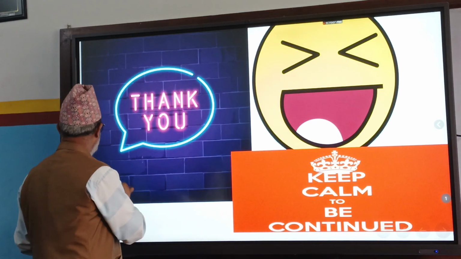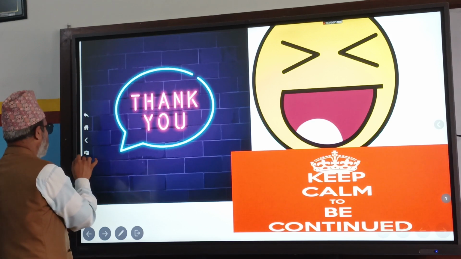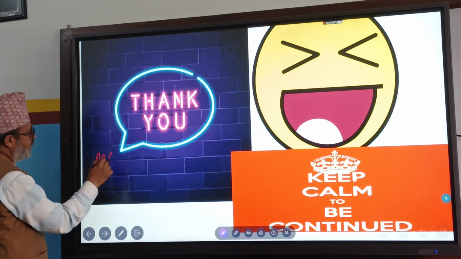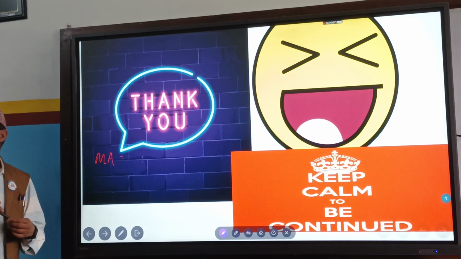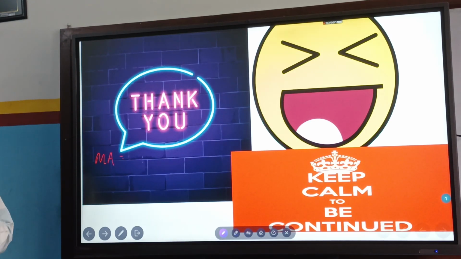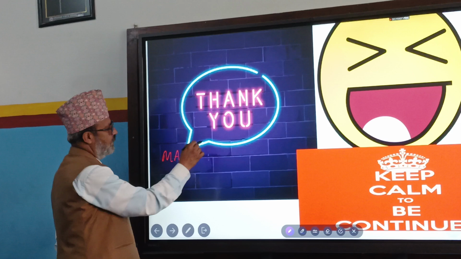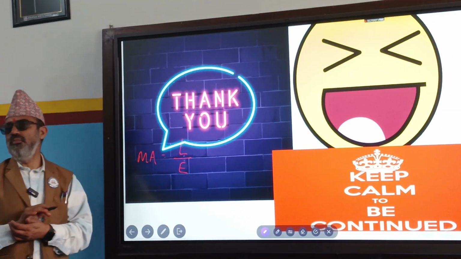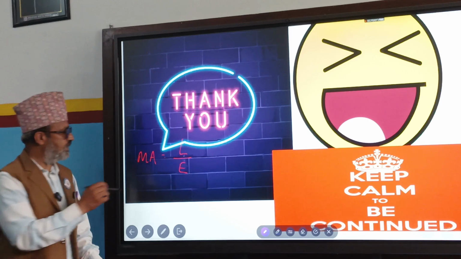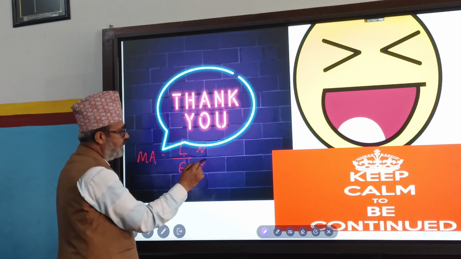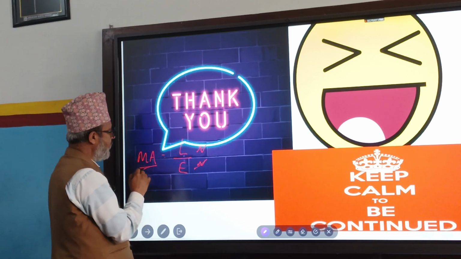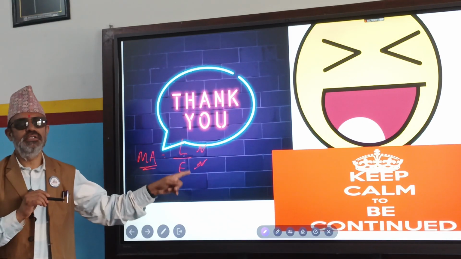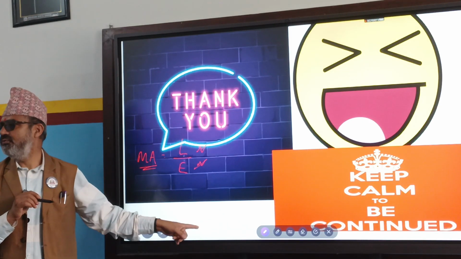In this class, just before, we have discussed some formulae. Number one, MA, mechanical advantage. What is the formula of mechanical advantage? Load by effort. Actually, these both are forces. If this is the ratio of two forces, then it is cancelled. That's why MA has no unit. MA has no unit because it is the ratio of two forces.